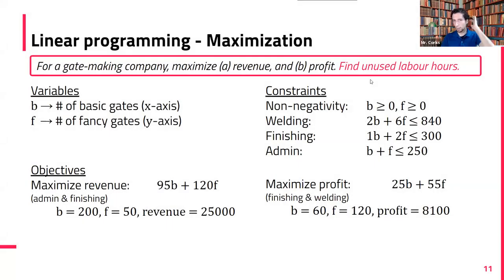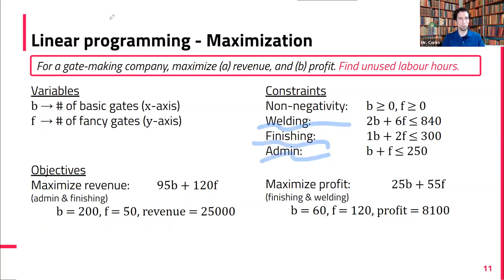So let's think about last time. We had this linear programming question, and we had this whole thing about 2 different kinds of gates that some company is making, and they have these 3 different constraints that they were operating under. And we had 2 different objectives, one for maximizing revenue and one for maximizing profits. How can we accomplish each of those things?